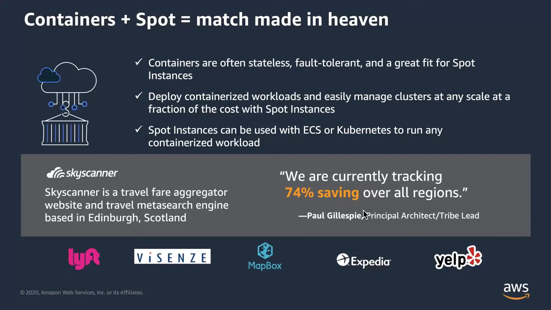Skyscanner is a perfect example here. If you're not familiar, they are the Kayak or Expedia of Europe. They recently migrated their Kubernetes production workloads to Spot, and as you can see here, they are now tracking about 74% in savings across all of their regions. They had a pretty drastic impact to their compute cost by taking advantage of Spot. At the bottom, you see other familiar names for customers that are successfully using Spot for container workloads, such as Lyft, Expedia, BL.